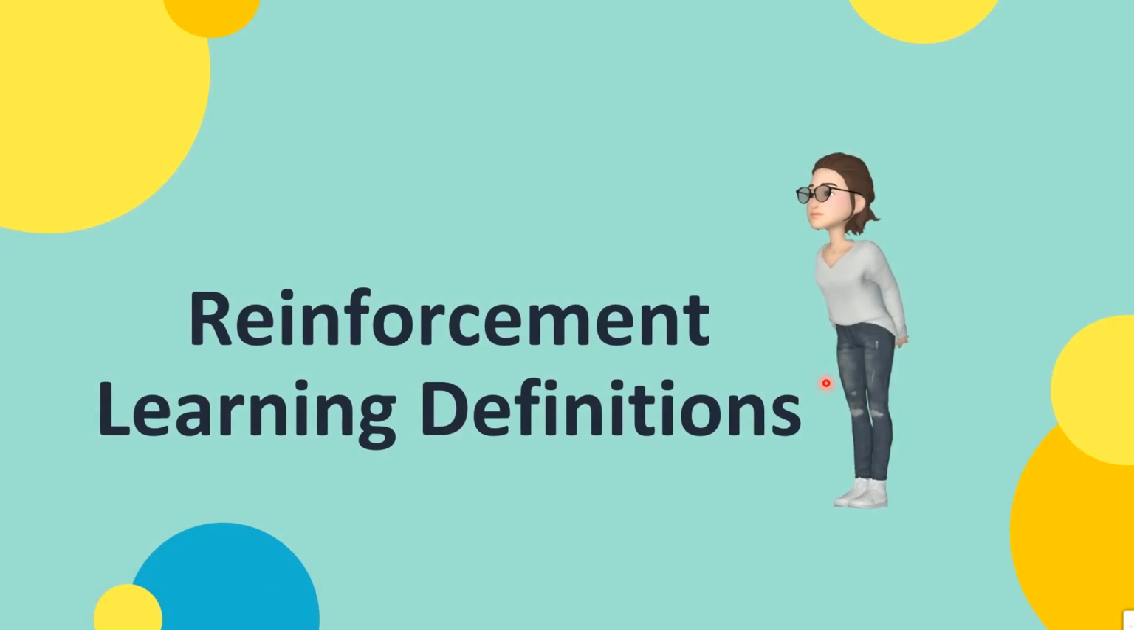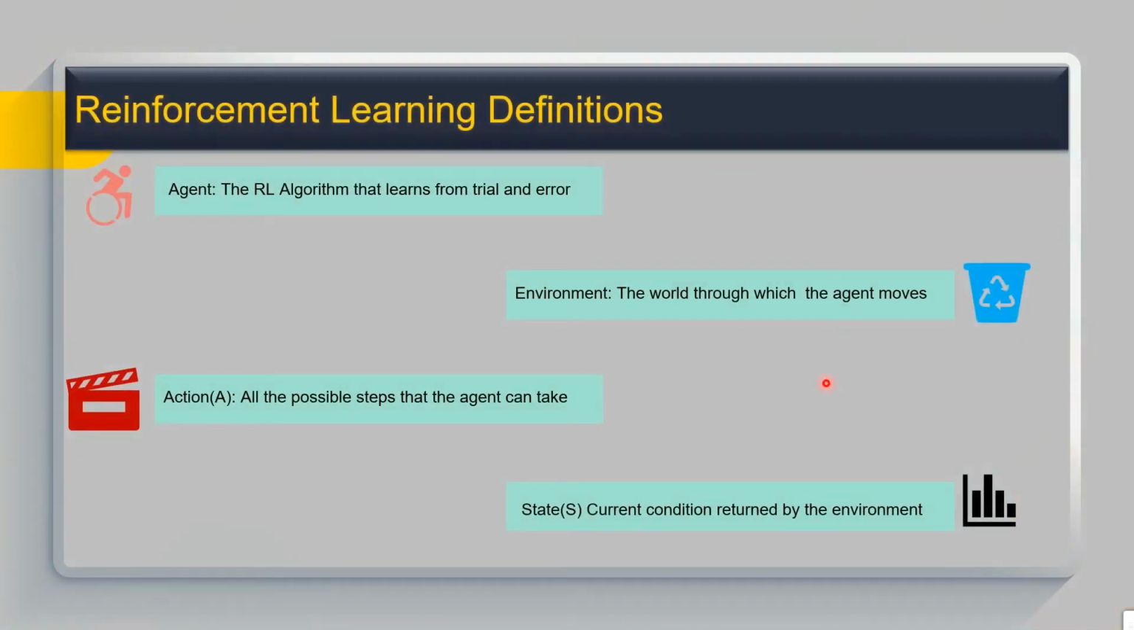Let's look at those definitions over here. So, first, we have the agent. Now, an agent is basically the reinforcement learning algorithm that learns from trial and error. So, an agent takes actions like, for example, a soldier in Counter Strike navigating through the game. That's also an action. If he moves left, right, or if he shoots at somebody, that's also an action. So, the agent is responsible for taking actions in the environment.